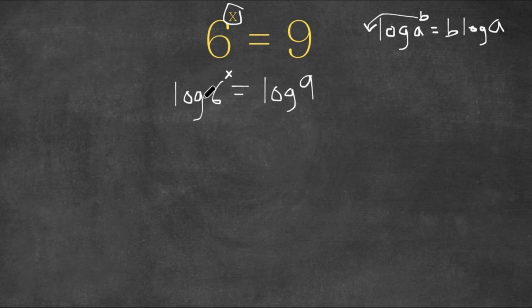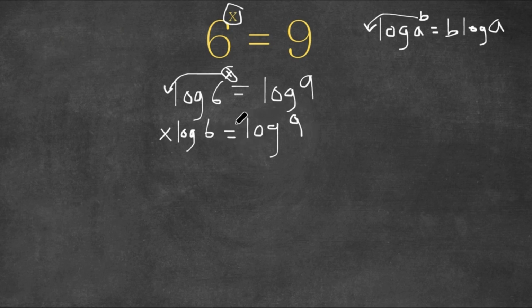So right here, we have log 6 to the power of x. So how would we simplify this using our power property? Well, as I just told you, we're going to take our exponent, which in this case is x, and we're going to move it right in front of our log. So this changes into x times log 6 equals log 9.